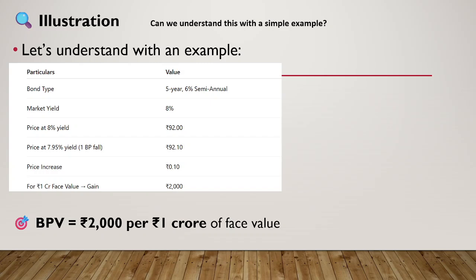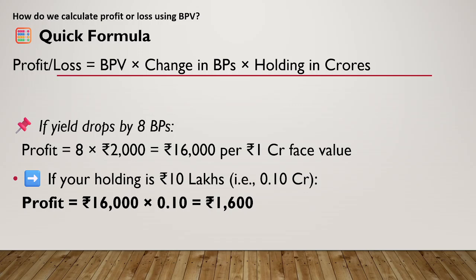This price change may not look huge, but for a 1 Indian rupee crore face value holding, this leads to a gain of 2,000 Indian rupees. That means the BPV of this bond is 2,000 Indian rupees per 1 Indian rupee crore face value. If you hold 5 Indian rupees crore of this bond, your total BPV is 10,000 Indian rupees.